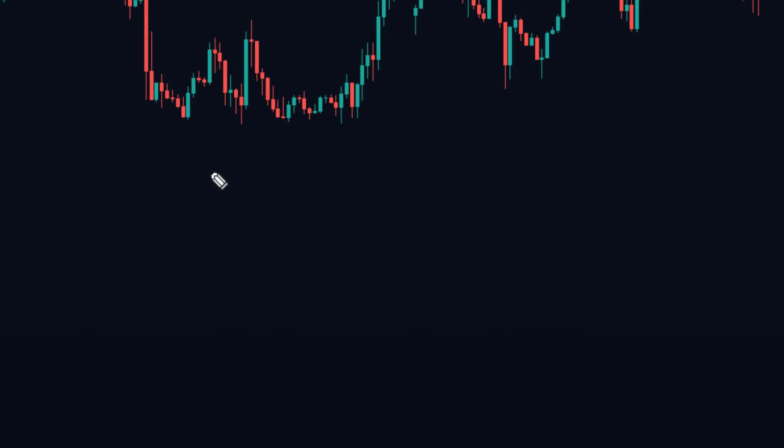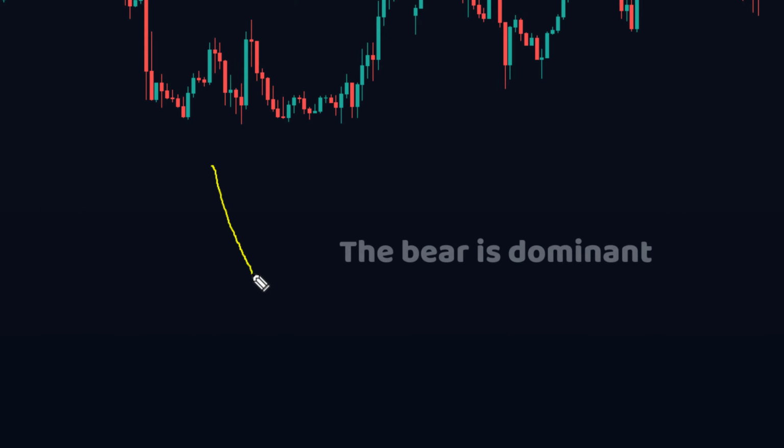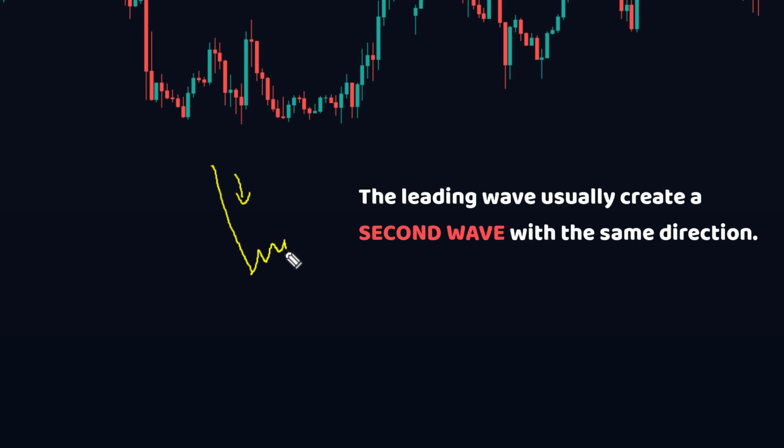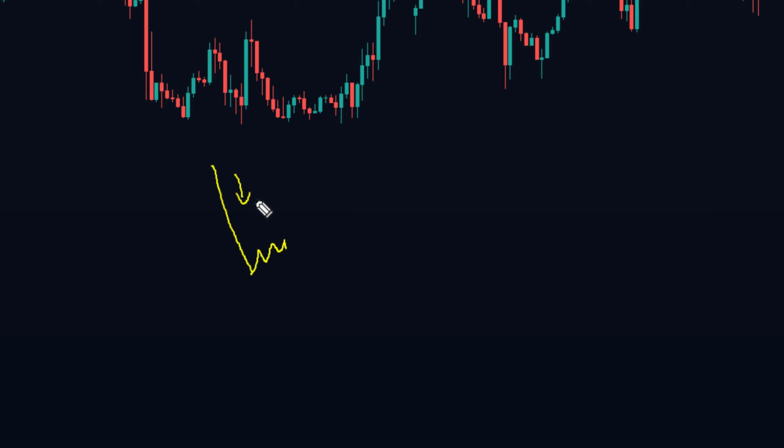For example, we have a leading wave here. At this point, the bears are completely dominant, and because of that, the bull is very weak and the pullbacks of the bull are not going up strongly. Another thing that you guys should notice is that when a leading wave appears, it usually creates a second wave in the same direction, because when the bear is strong and dominant, the bear is really aggressive.